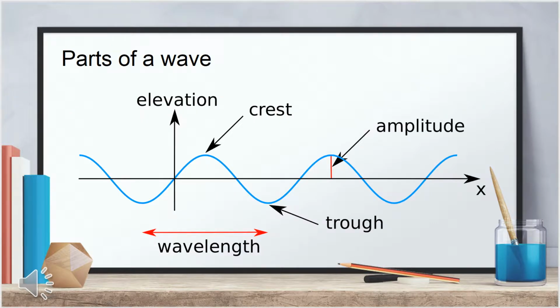Here we have a diagram of a wave, and you can see where the crest, the trough, and the amplitude are, as well as the wavelength, which is the distance between 2 crests or 2 troughs.